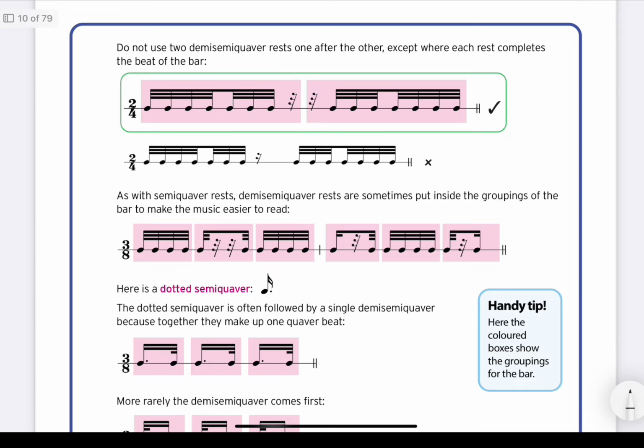Next we have how to use the rest. As we have always learned, we should take care of the imaginary line in between. Here you can see this is a correct way to write it, because they have written the demi-semiquaver rests separately, as they are not crossing the imaginary line. But here they have crossed the imaginary line, so this is wrong. You have to take care of this while giving the exam.